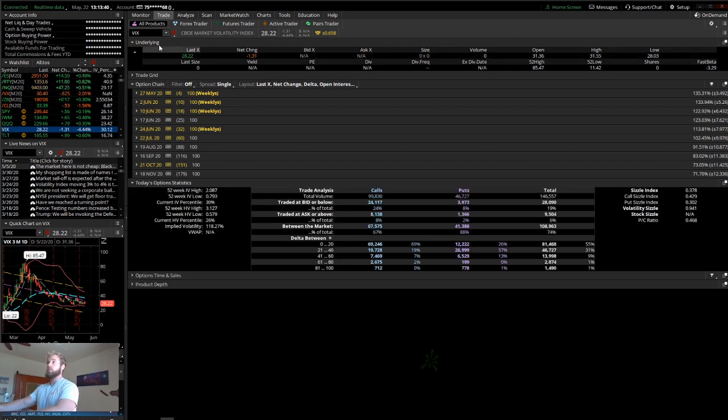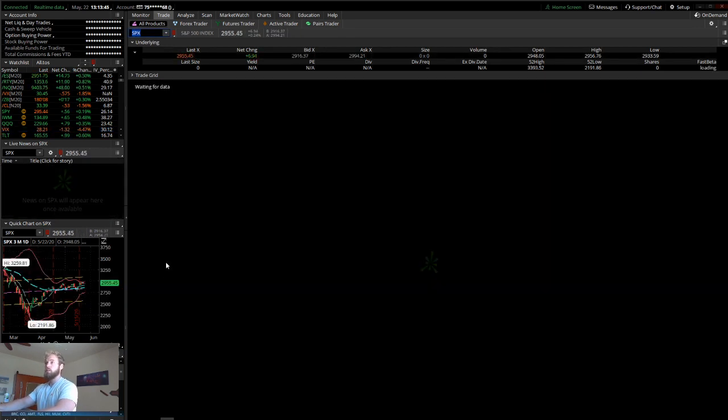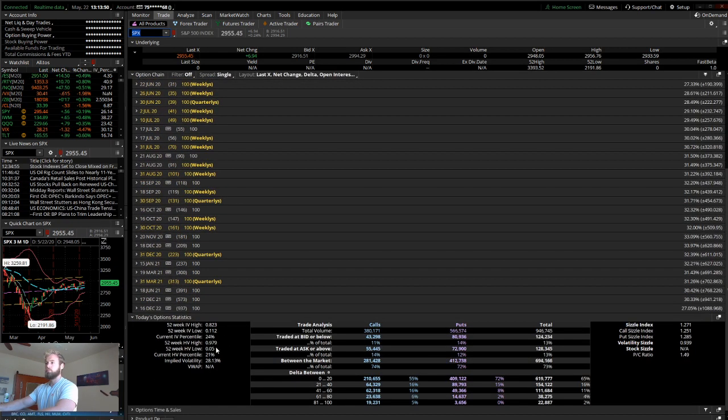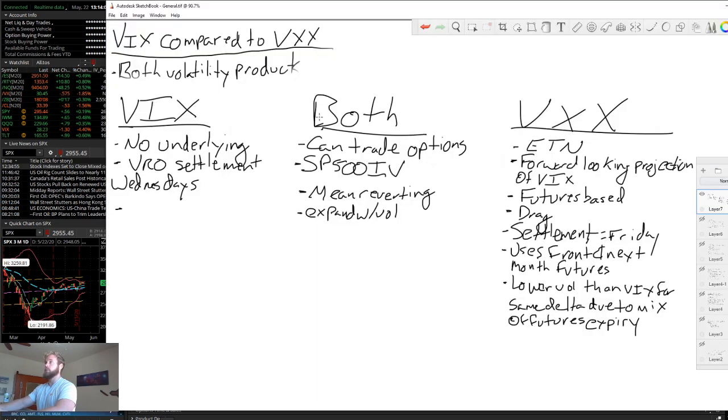check that out pretty easily. Right now the VIX is at 28.22. If I type in the SPX and then go to its volatility, we see 28.13. So it tracks the S&P 500, in this instance, the SPX volatility. It does have VRO settlement on Wednesdays, which is a little bit different than most options and ETFs, ETNs, stuff like that. So not really a truly impactful one, but one that's good to know.